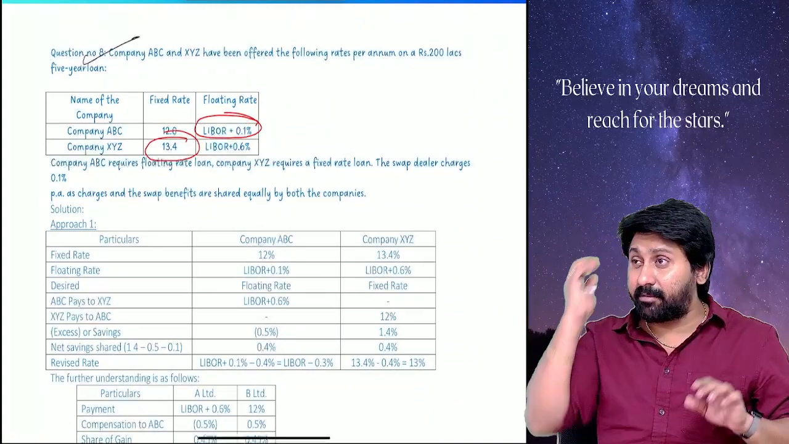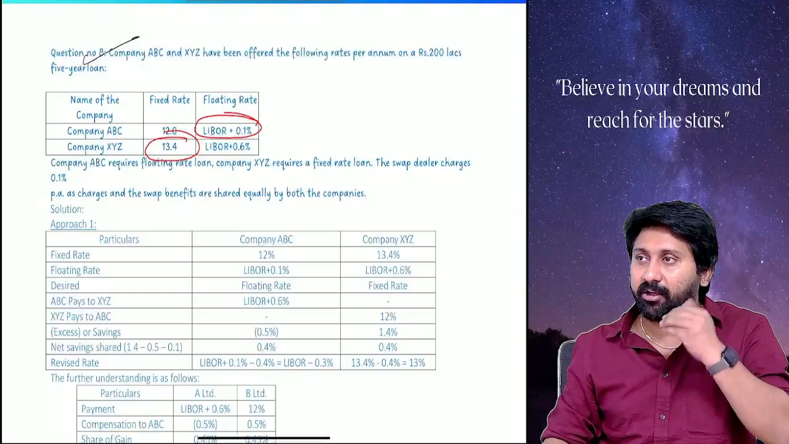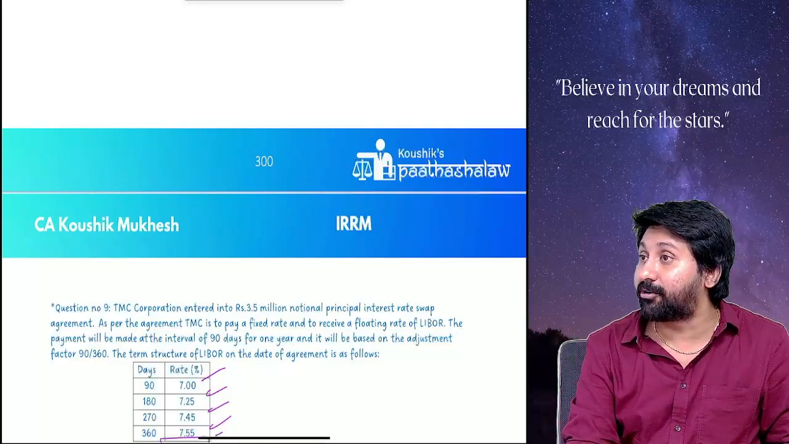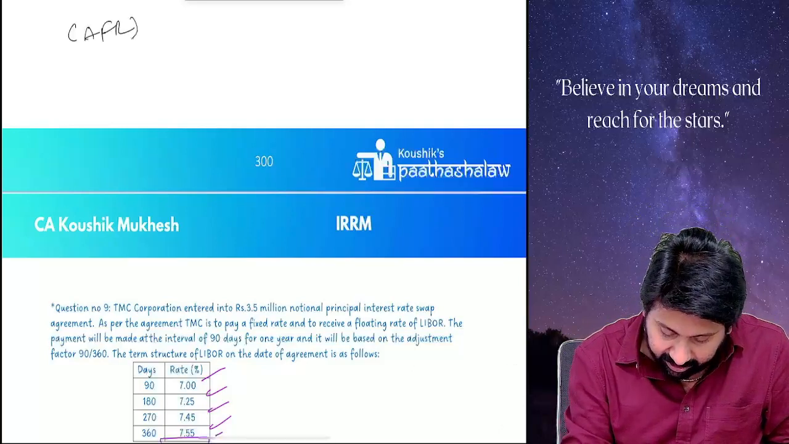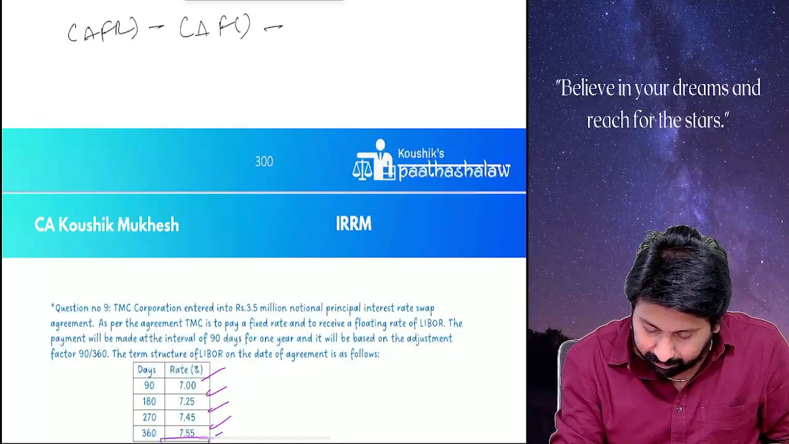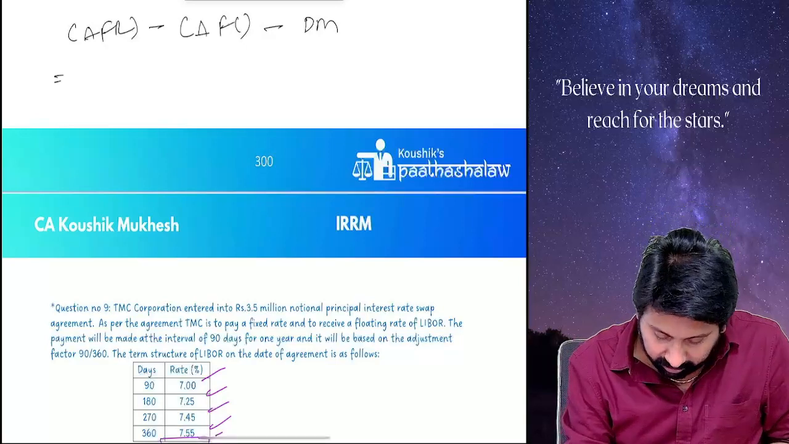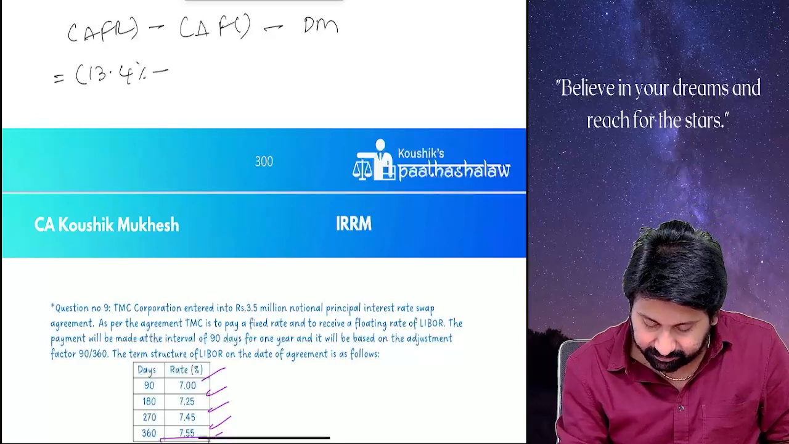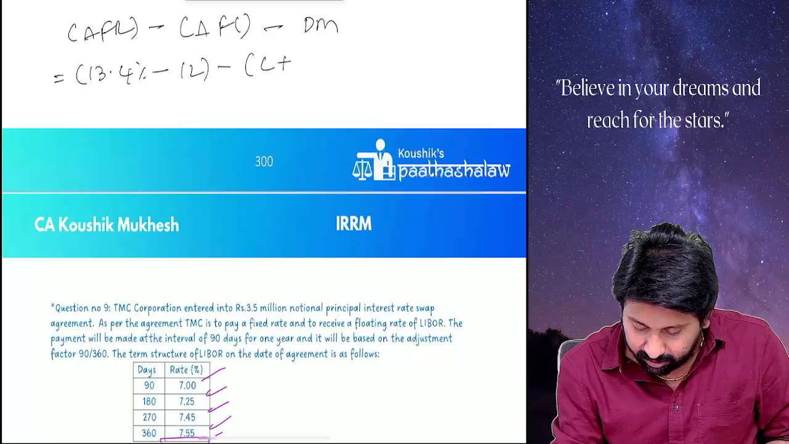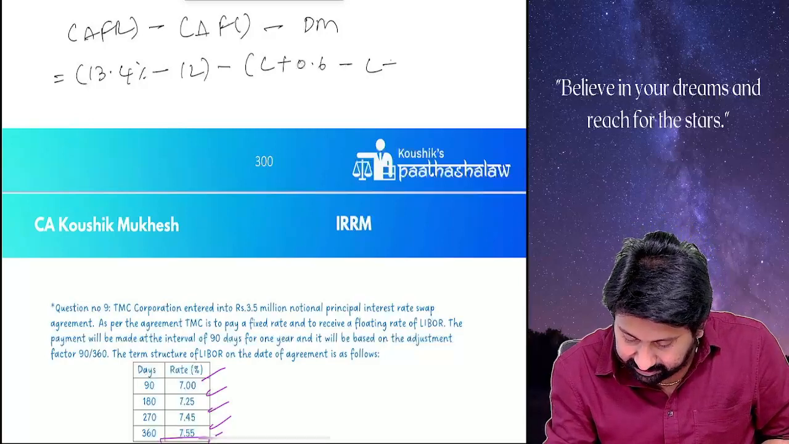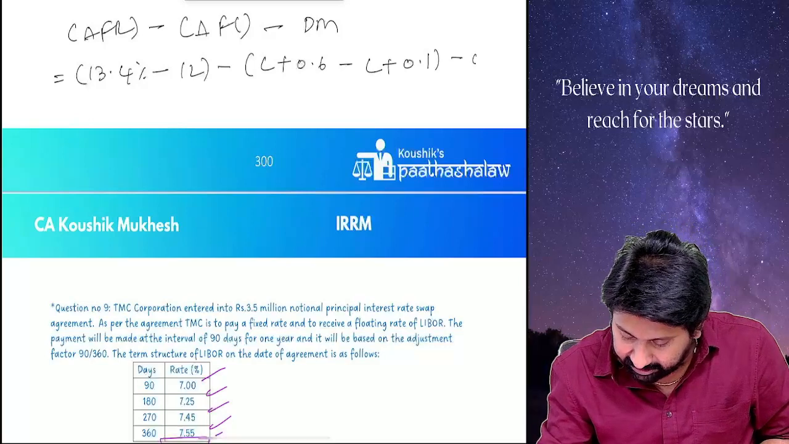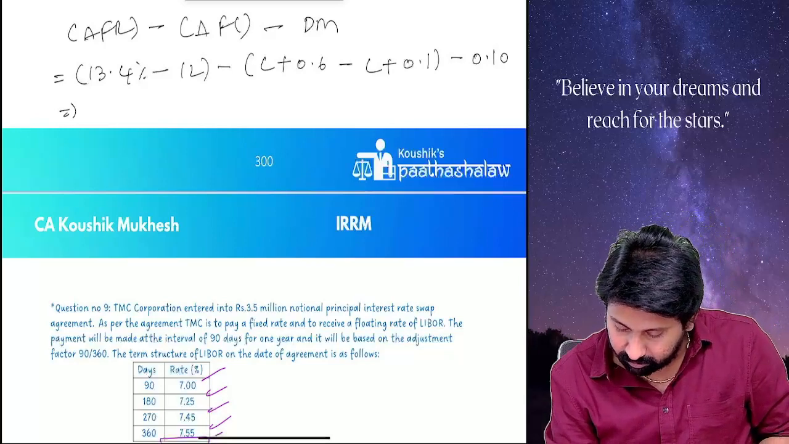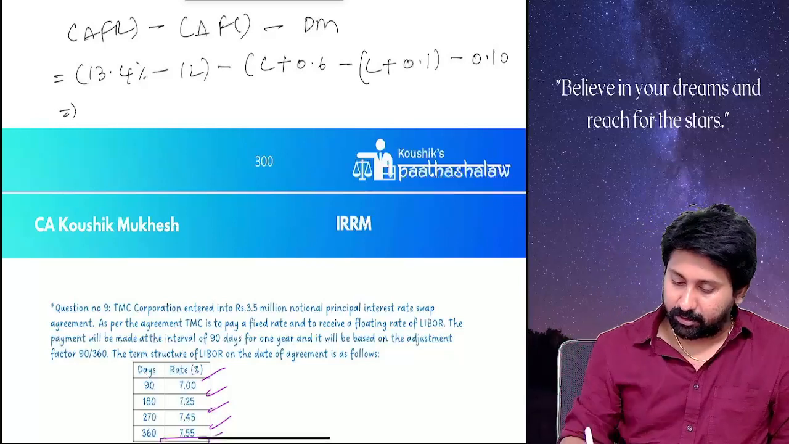Okay. Why I am re-explaining means, slowly if you understand this concept, then only you will get a good grip over the other problems. Can we go to the next one? Yes. Sir, can you tell me otherwise around the formula also I told you? Change in fixed rate minus change in floating rate minus dealer's margin. Do you remember? Okay. What is the fixed rate for first person? 13.5 minus 13.4. Minus 12 minus floating rate LIBOR plus 0.6 minus LIBOR plus 0.1 minus 0.1.